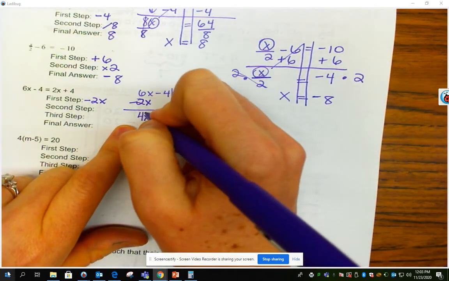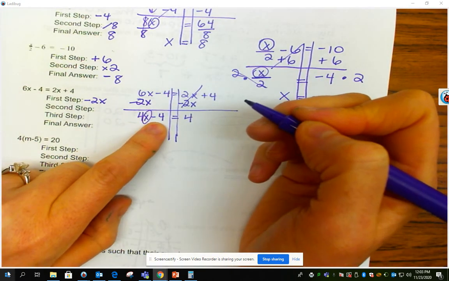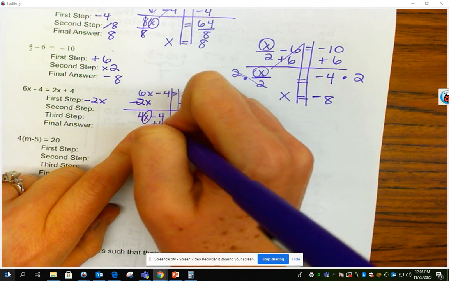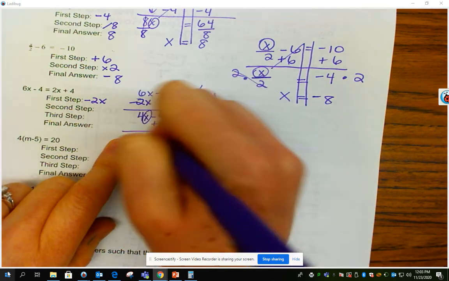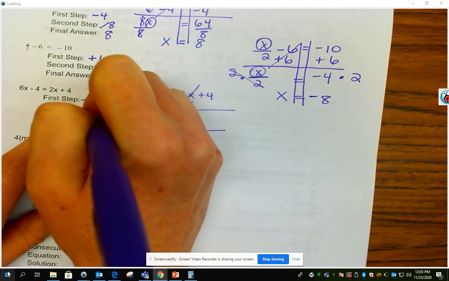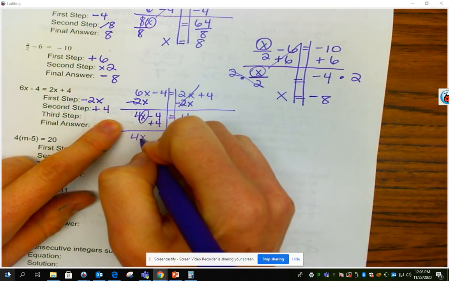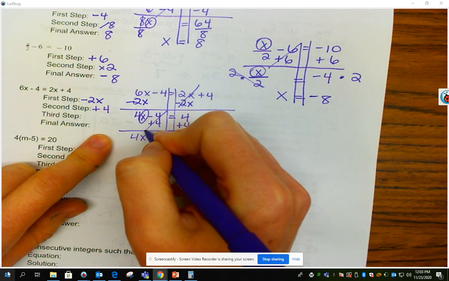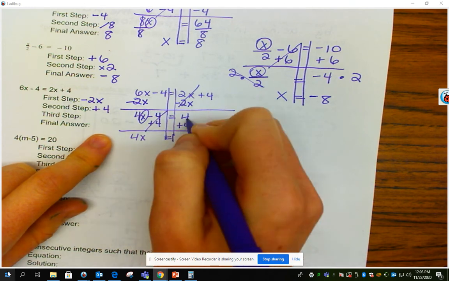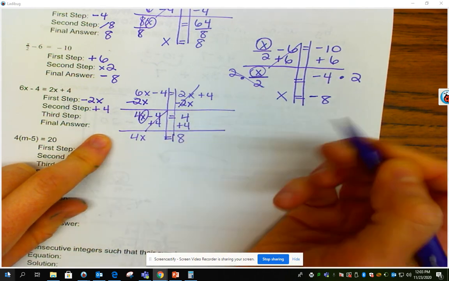Now, working on the side with the variable, what can I add or subtract away? I can add 4. I just did that to both sides, so that's my second step. Okay, so 4x comes down. Negative 4 and positive 4 make 0. 4 plus 4 makes 8.